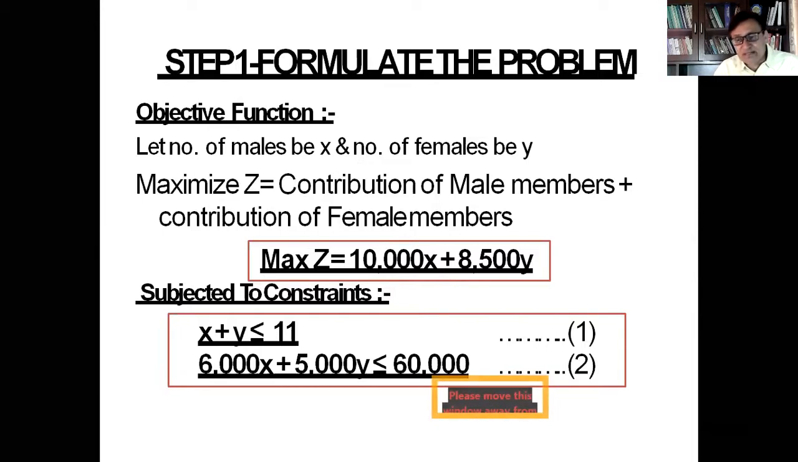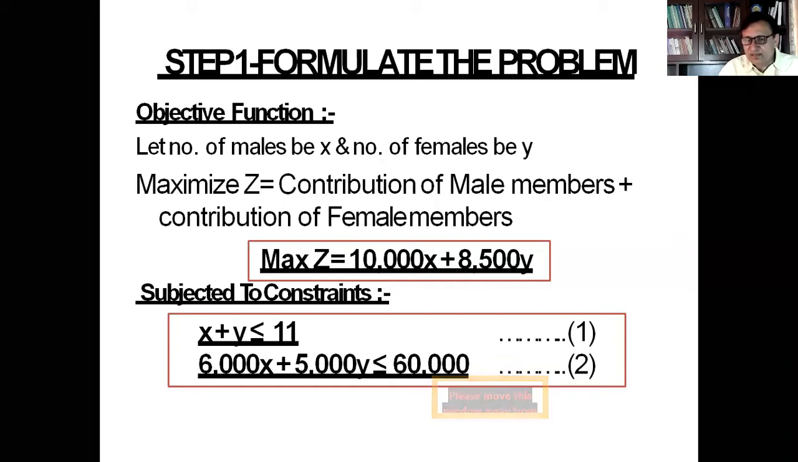So now you have to work under certain constraints. There may be certain constraints like this. For example, x plus y is less than or equal to 11. One constraint is there. 6,000x plus 5,000y less than or equal to 60,000. That is another constraint. So these are the constraints.